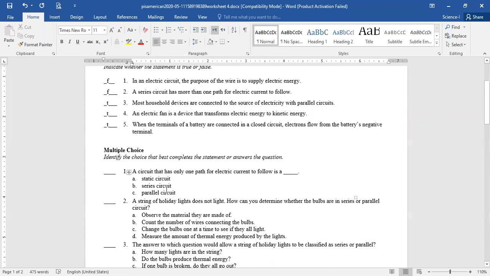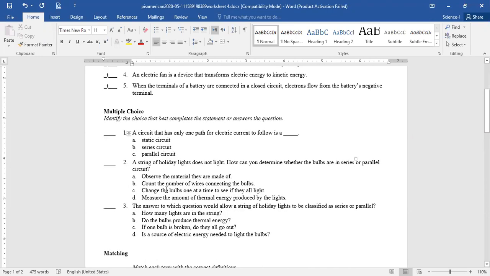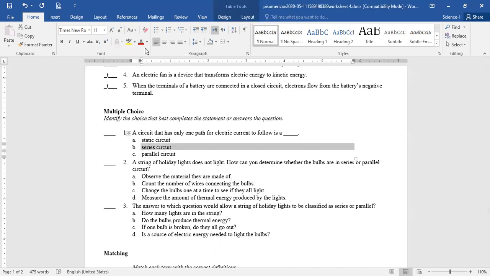Then let's pass to the next type of questions, choosing the right answer. A circuit that has only one path for electric current to flow, how do we describe this circuit? Kinsey? B, series circuit. Again, a series circuit is one that has just one path. That means all the loads of this circuit are connected on one complete wire.